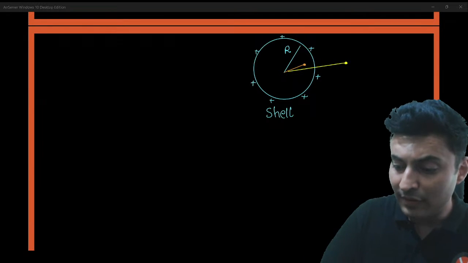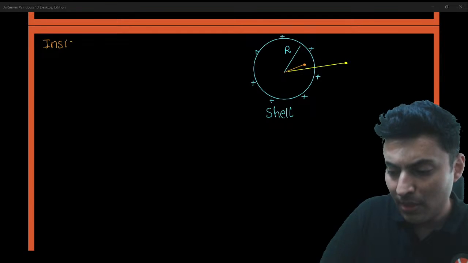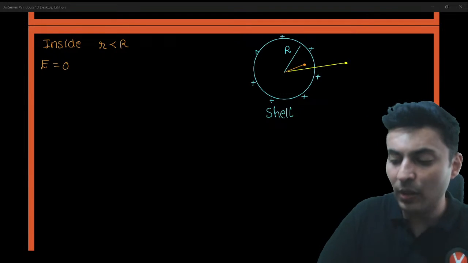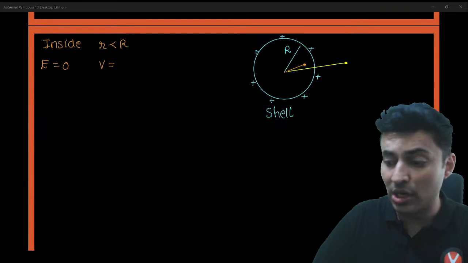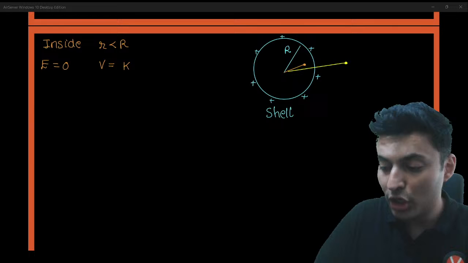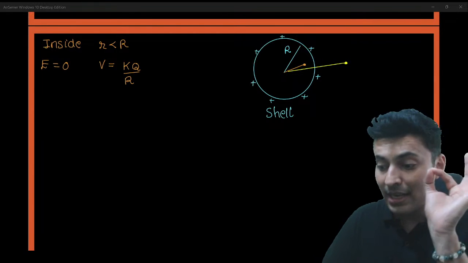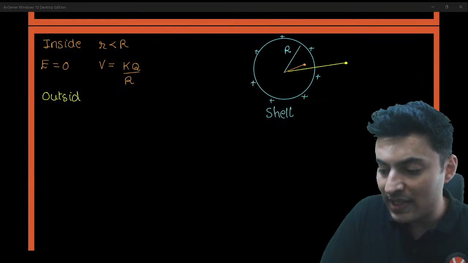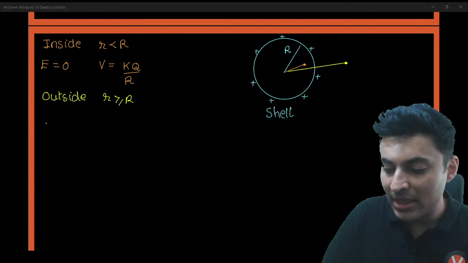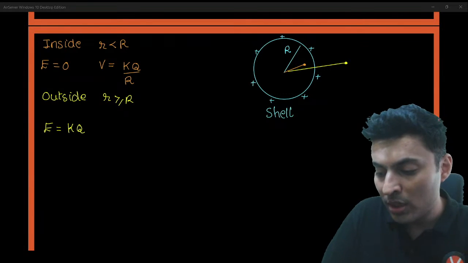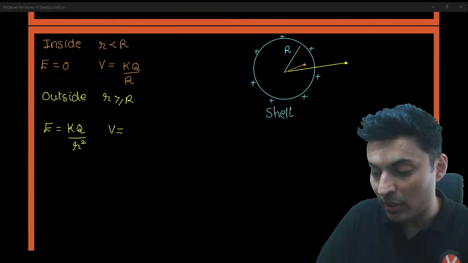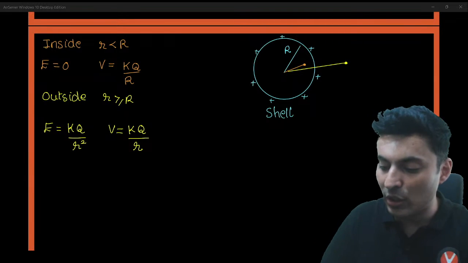Now, observe this carefully, my dear warriors. When you are inside, that is, r is less than R, then the field formula is 0 and the potential formula is nothing but KQ by capital R. Similarly, when you are outside, that is, r is more than or equal to R, then the field formula becomes KQ divided by small r square, and the potential formula becomes KQ divided by small r.